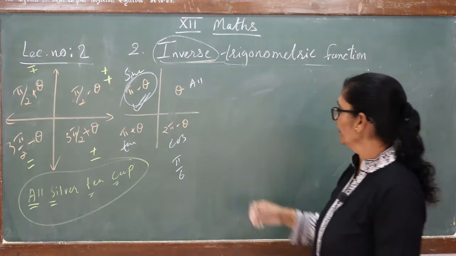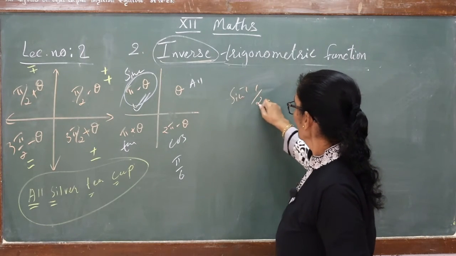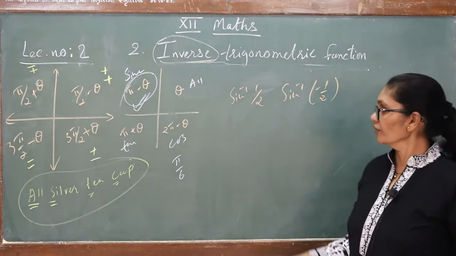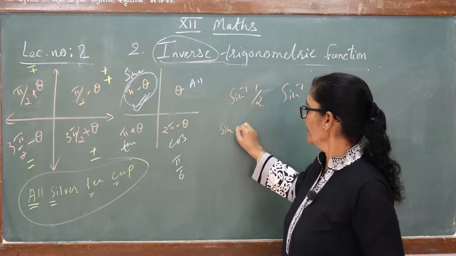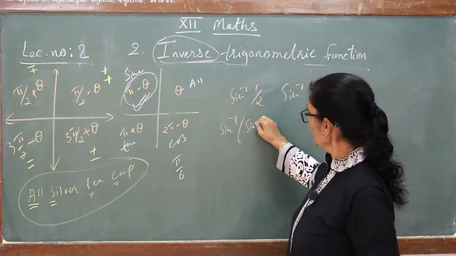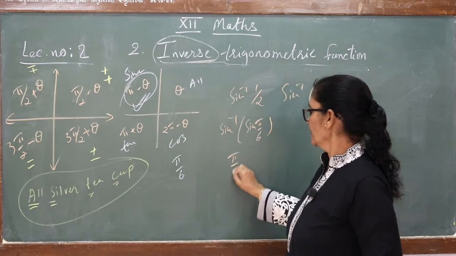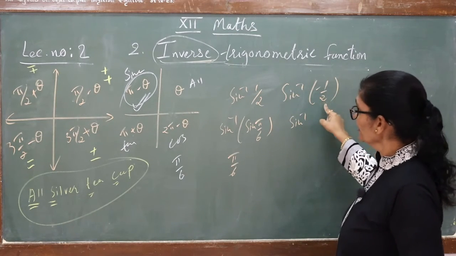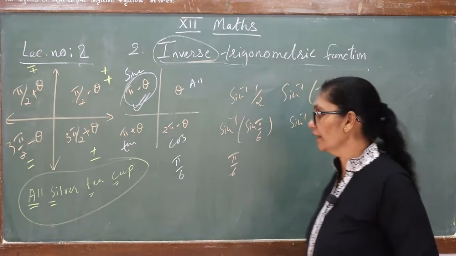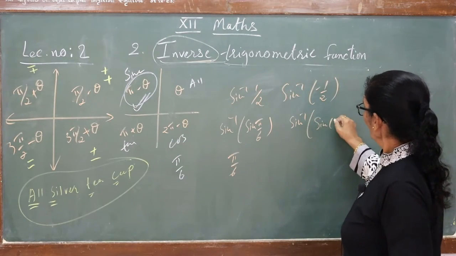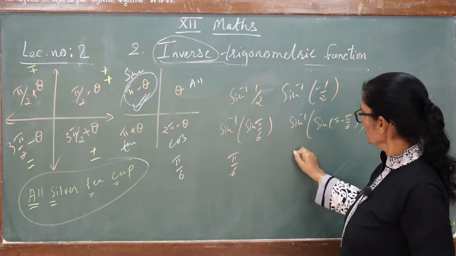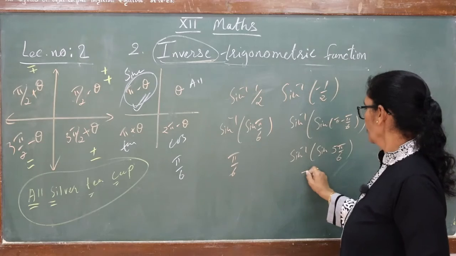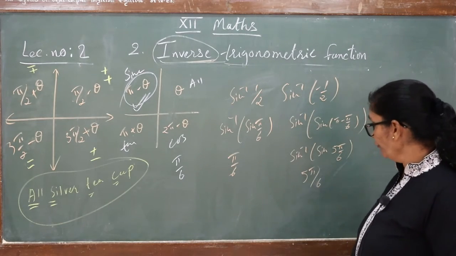Okay, one more example we will take, sine inverse half, and another question, sine inverse minus half. For which trigonometric value is sine half? You already know, pi by 6. So we can write sine inverse sine pi by 6. Sine inverse cancels, so pi by 6. Similarly, if I write sine inverse of minus half, sine is negative in the second quadrant again. So how can I write it? Sine of pi minus pi by 6. So sine inverse sine 5 pi by 6, and what is your answer? 5 pi by 6.